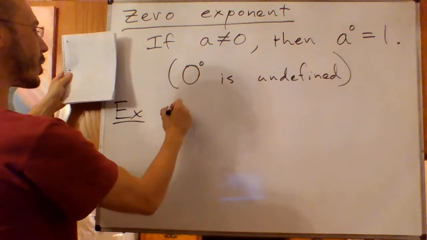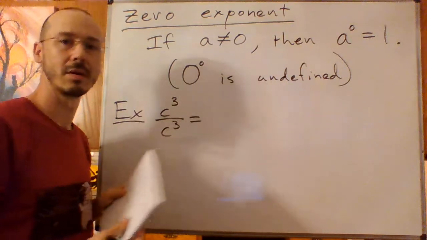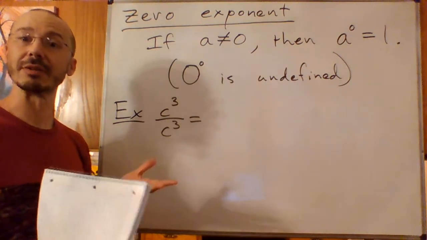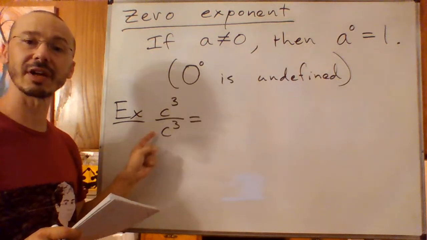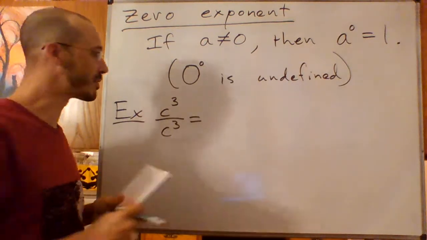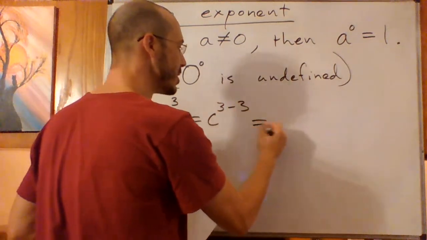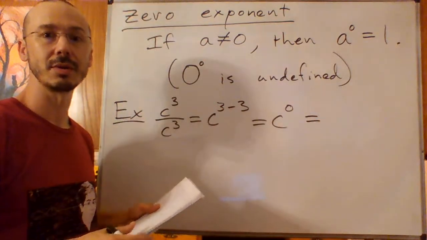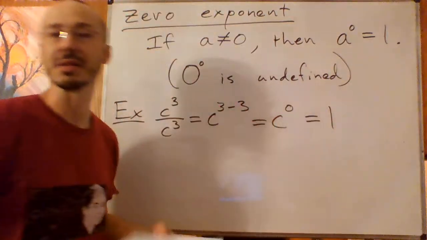So here's an example that's a little bit informative, just to look at it in a couple different ways. C to the 3rd divided by C to the 3rd. If I use the quotient rule, that's C to the 3 minus 3, which is C to the 0, and that's equal to 1 as the 0 exponent.